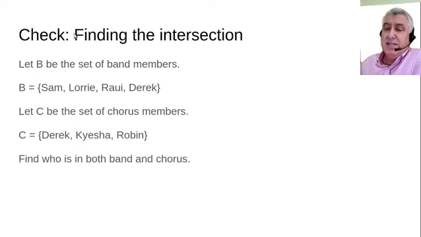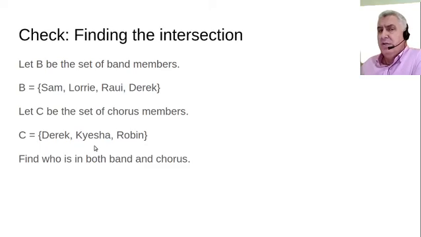Okay, so here's our check. This is our last thing to do on the presentation here. So let B be the set of band members. B has the band members Sam, Lori, Rowie, and Derek. Let C be the set of chorus members. So the set C is Derek, Keisha, and Robin. So we want to find out who is in both band and chorus. And so we need to find the intersection of B and C.